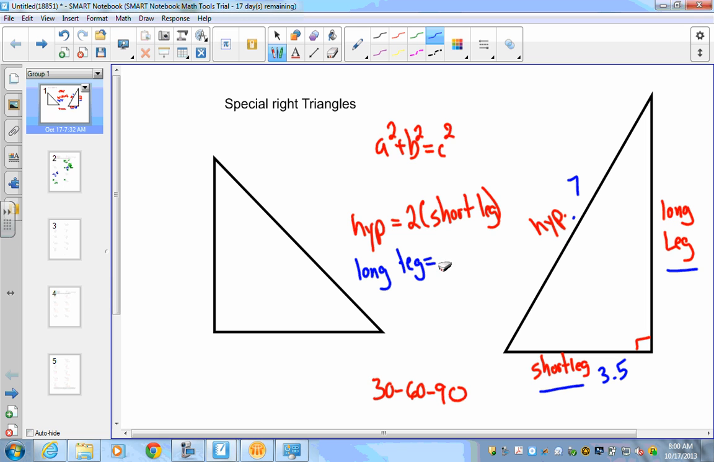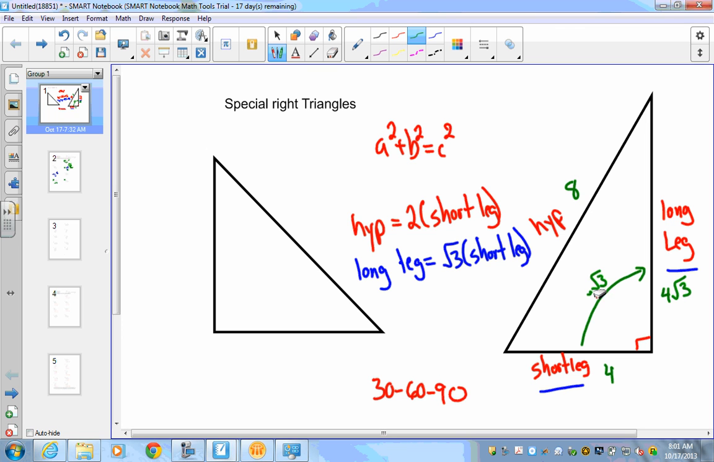Now, the relationship between the short leg and the long leg is that the long leg is equal to radical 3 times the short leg. Okay, so what that means is this: let's say I had the short leg, which was 4 units long. If I was to convert the short leg to the long leg, I would multiply by radical 3. So that would give me 4 radical 3. So from here, if I was to figure out the hypotenuse, then I just double the short leg to give me 8.